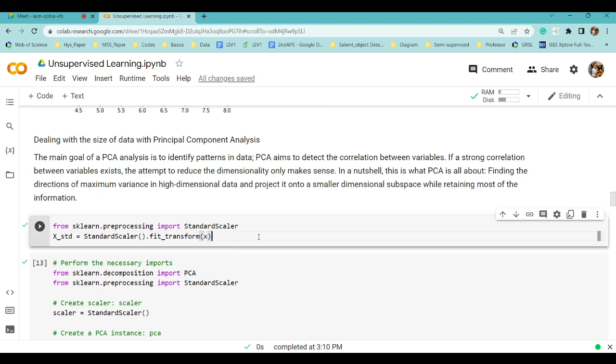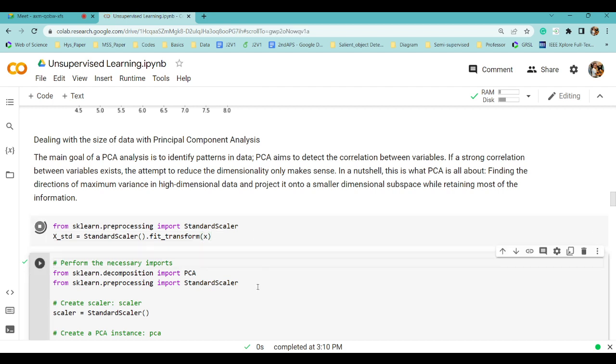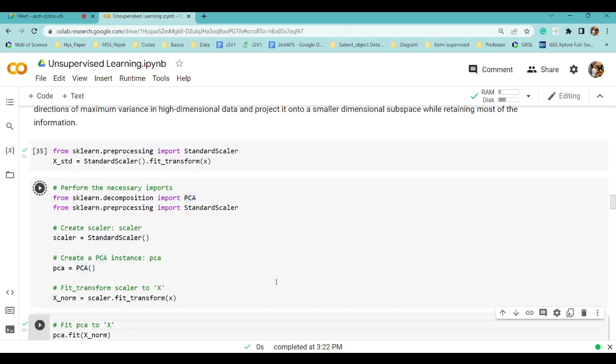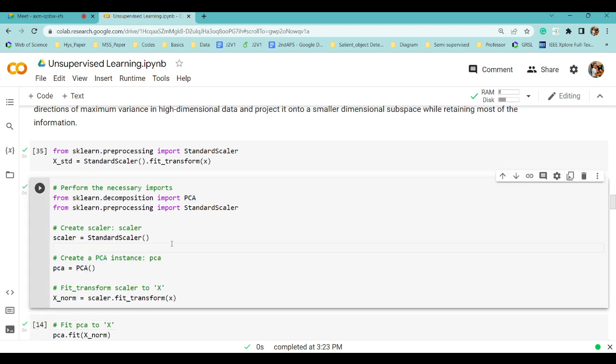So we'll go with this and see how my PCA works. Right now I'm doing just the transformation of the data, converting my data into standard scalar. Now I'm importing PCA from sklearn, and creating the PCA instance. Small pc is the variable, and this capital PCA is what I have imported.